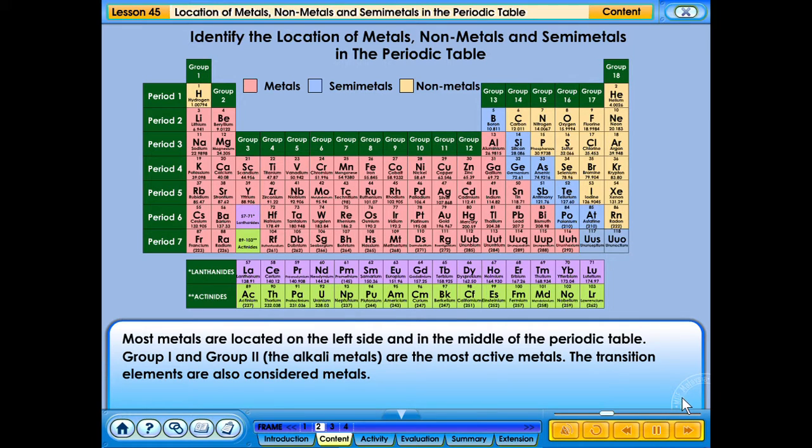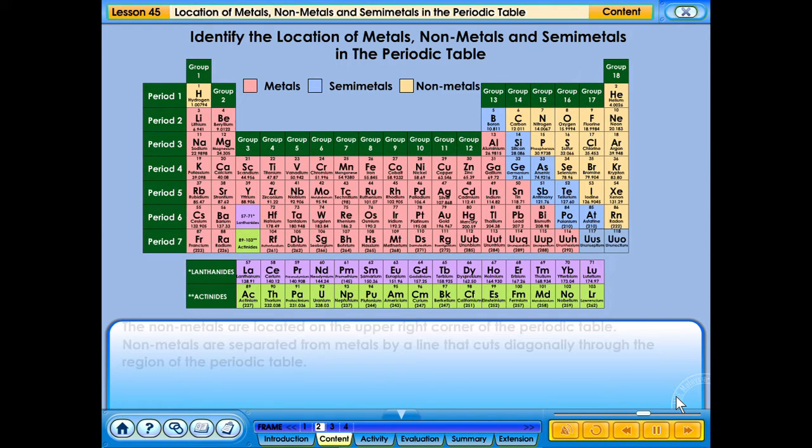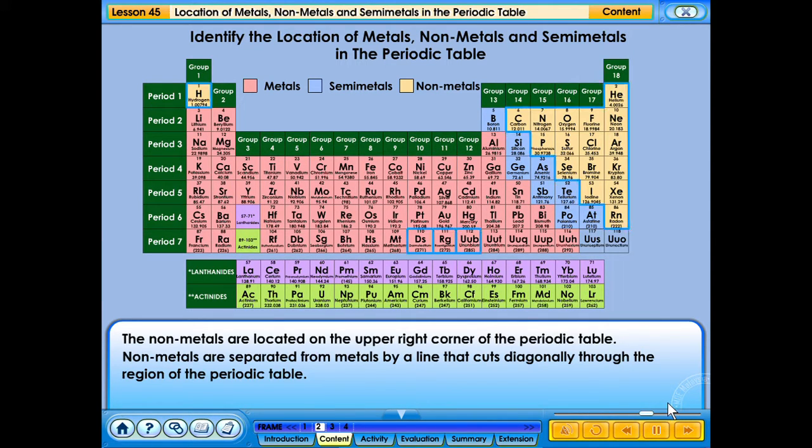Group 1 and Group 2, the alkali metals, are the most active metals. The transition elements are also considered metals. The nonmetals are located on the upper right corner of the periodic table. Nonmetals are separated from metals by a line that cuts diagonally through the region of the periodic table.